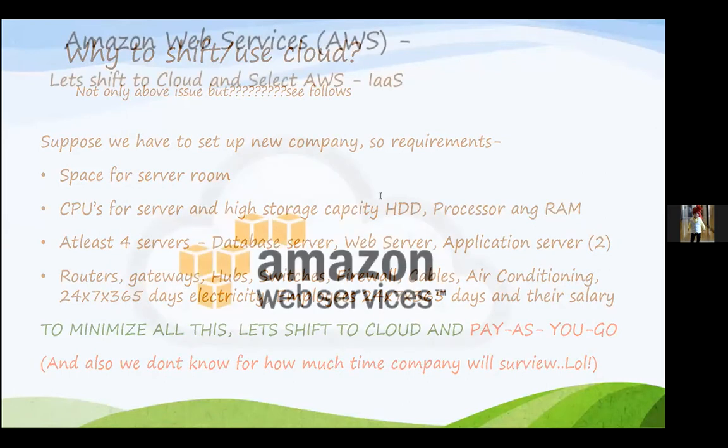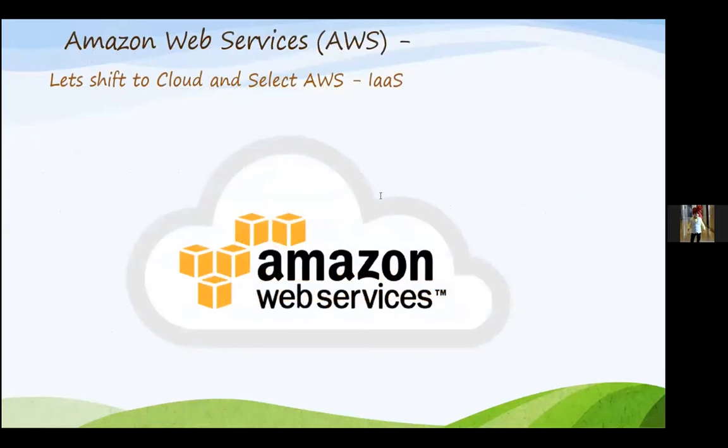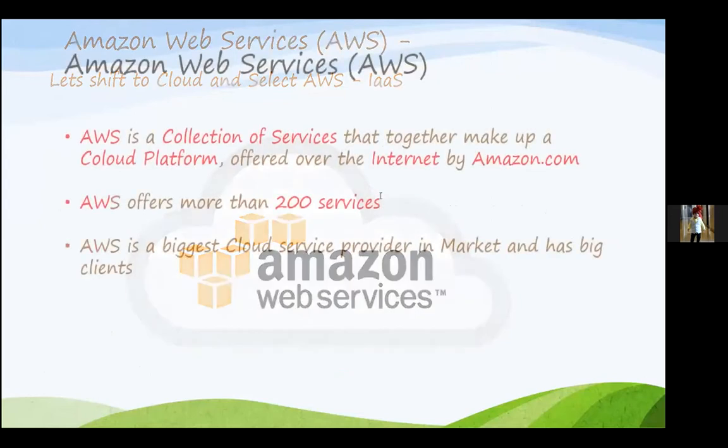Okay. So let's come to Amazon Web Services. Amazon Web Services is nothing but infrastructure as a service. What do you mean by infrastructure? The CPUs, the RAMs, the processors, the cables, whatever is physically available in a server room is called infrastructure.